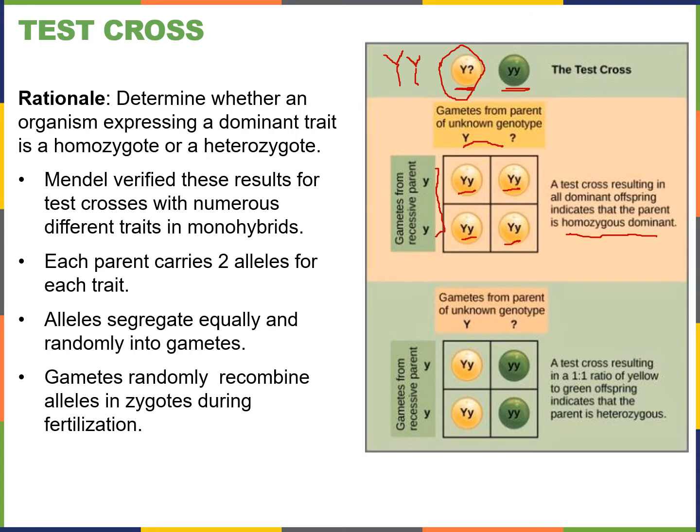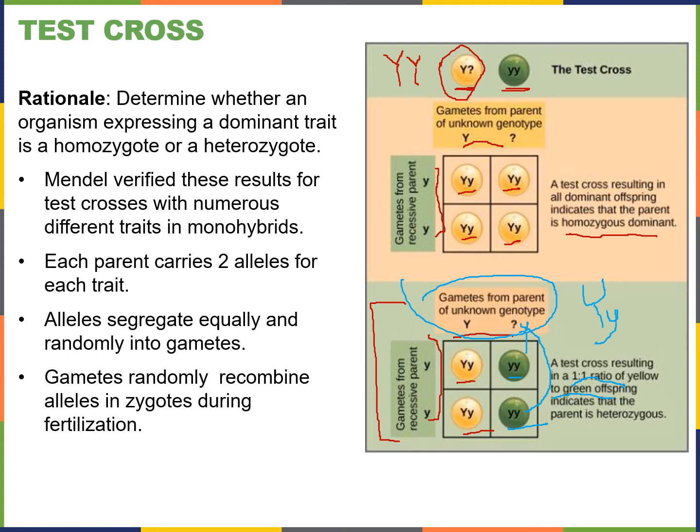And then look down here at the second example. Same concept. So he crossed a yellow pea with a green pea. And this time what he noticed is that he got 50% yellow and 50% green. So we know that this one up here had to be a little y, because this y had to have been brought down into that Punnett square, and then also into that one. So this test cross resulted in this 1 to 1 ratio of yellow to green offspring, indicating that this original parent had to have been a heterozygote, big Y, little y.